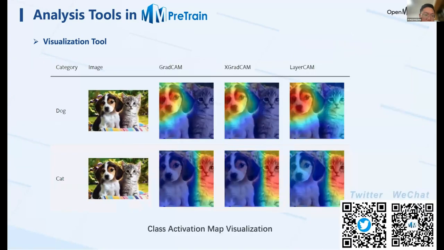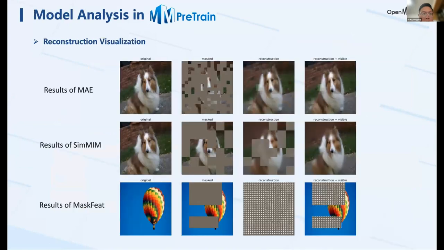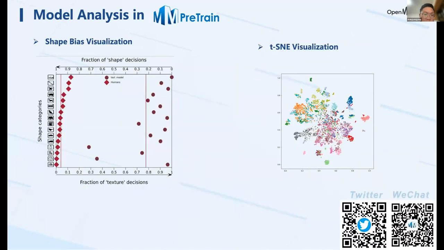We also provide a visualization tool for classification class activation maps. We support different CAM algorithms. And also for self-supervised learning, we provide reconstruction visualization tools to help the user reconstruct the image from the output. Also for backbone research, we provide shape-based visualization tools and t-SNE visualization tools to help the user investigate the training process or the model's features.